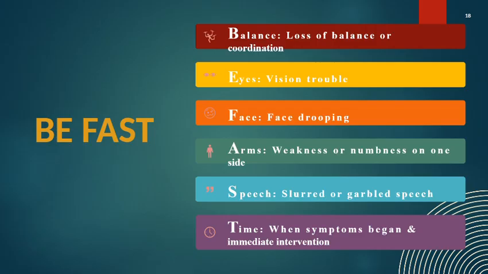The T stands for time. Every minute counts. If any of the BE-FAST signs are present, even if they go away, you must activate emergency stroke protocols immediately. This includes calling a stroke alert, checking the time symptoms started, monitoring vital signs, and preparing for imaging such as a CT scan. Quick action is essential because treatments such as thrombolytics or thrombectomy are time-limited.